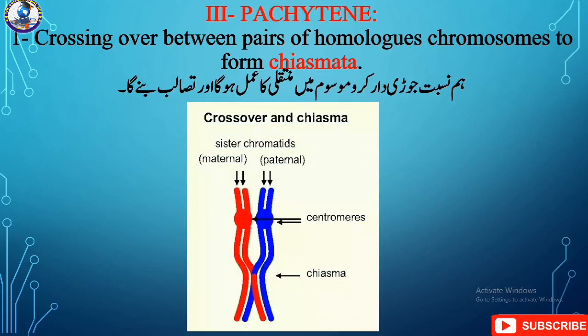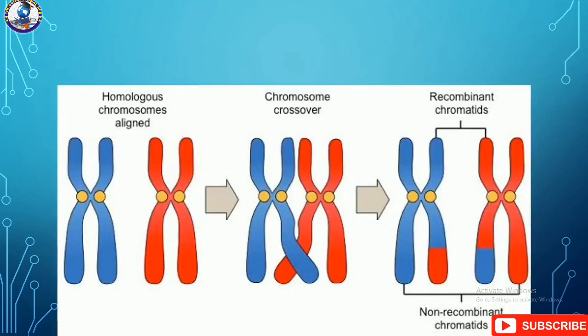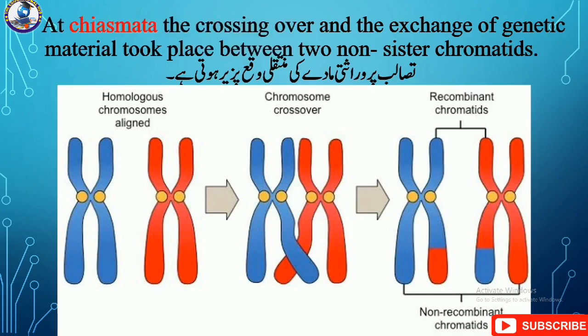The third substage of prophase 1 is pachytene. In pachytene, crossing over between a pair of homologous chromosomes occurs to form chiasmata. At chiasmata, basically the crossing over and the exchange of genetic material take place between two non-sister chromatids, and that is why meiosis is sexual reproduction in nature, because there is an exchange of genetic material between two non-sister chromatids.